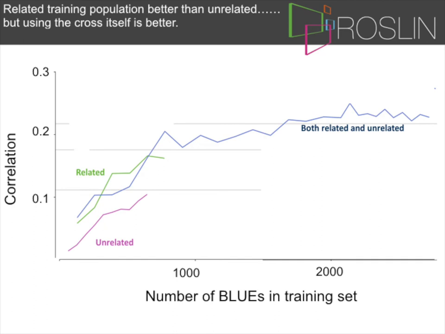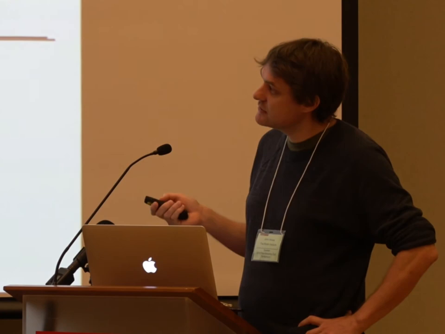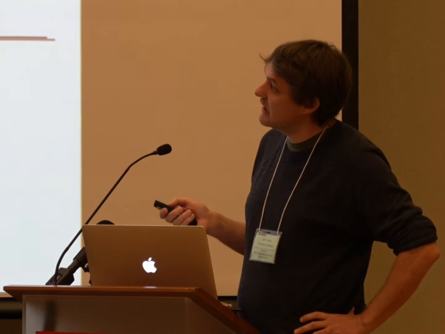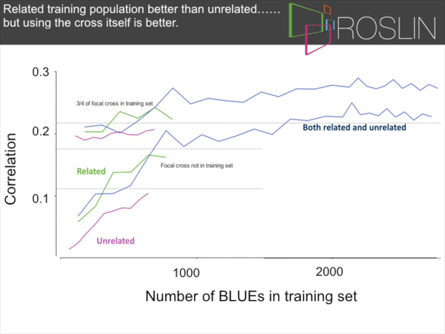We then went and divided up the data set in various ways and produced this result. So here I've got the accuracy of prediction, and here I've got the number of BLUEs in the training set. As I increase the number of BLUEs in the training set, I get an increase in the accuracy. If I do it focused just on individuals that are unrelated to the focal cross, my accuracy is low, but nonetheless it increases. If I focus with the green line just on individuals that are related to the cross, so these would have parents in common with the cross, I get a higher level of accuracy, and it increases as I add more data. And then finally, if I mix both related and unrelated individuals, I get a better level of accuracy. The next thing we did was take 3/4 of the individuals from the focal cross and add them to this data.